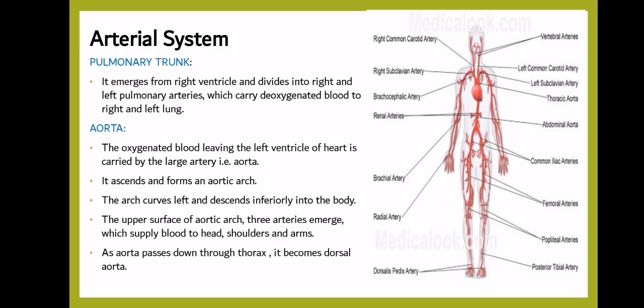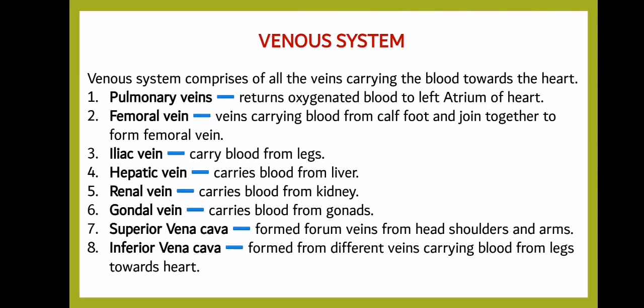The upper aortic arch emerges to form 3 more arches to supply the blood to the head, shoulders and arms. As it passes down through the thorax, it becomes the dorsal aorta. The second system is the venous system.